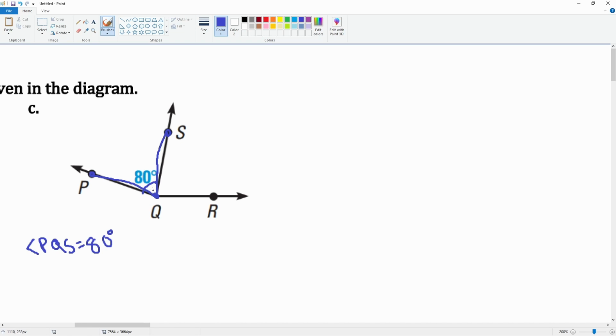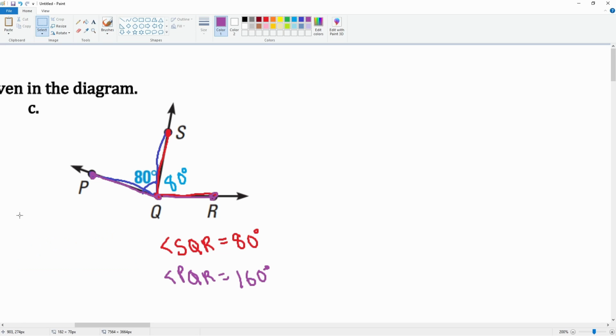Notice that this is an angle bisector, so this piece is also 80 degrees. So you can say angle SQR is equal to 80 degrees. In total though, from P to Q to R, angle PQR, that's our 80 plus our 80, which is 160 degrees. These are the two pieces that were missing here.